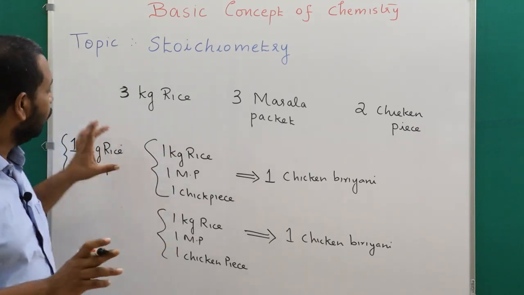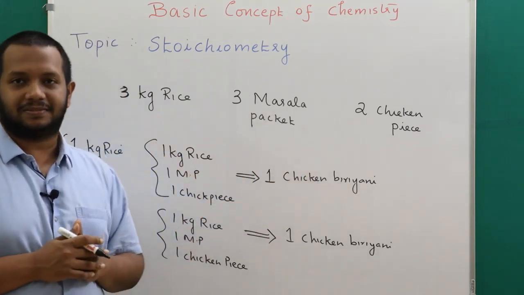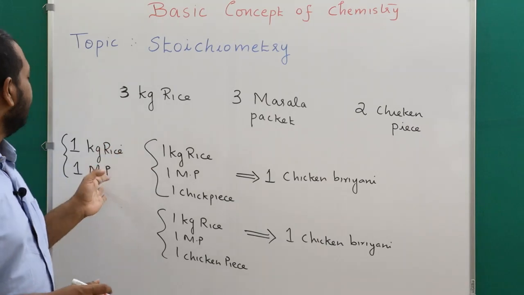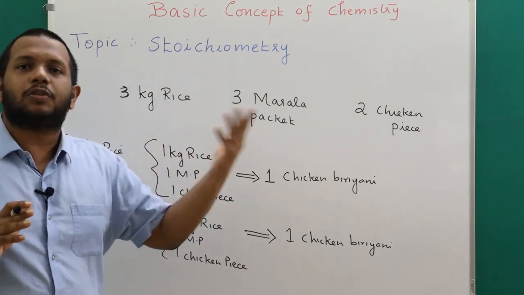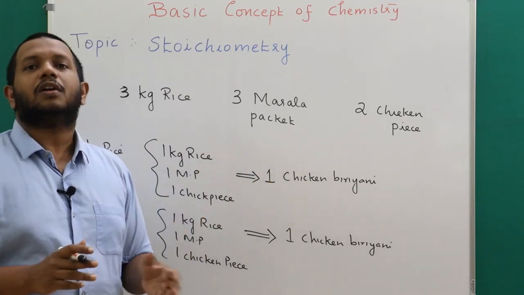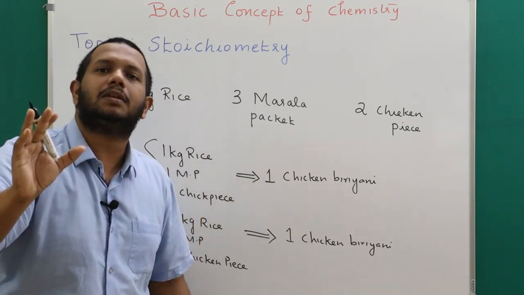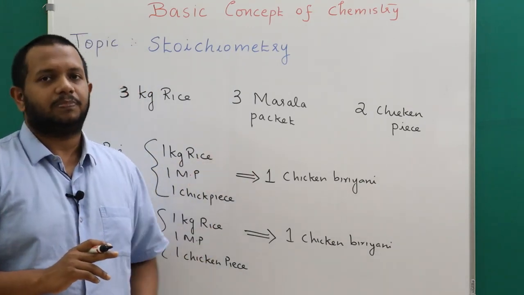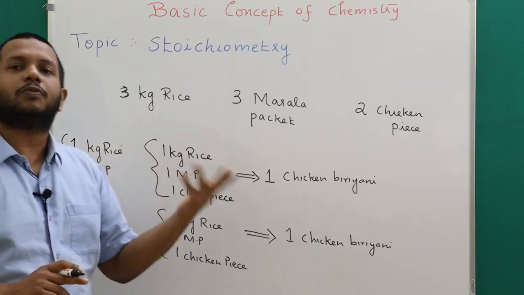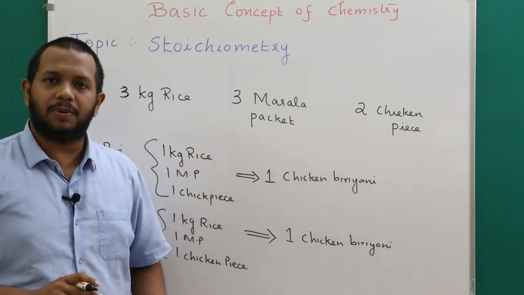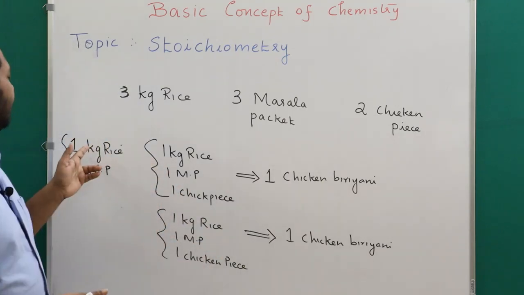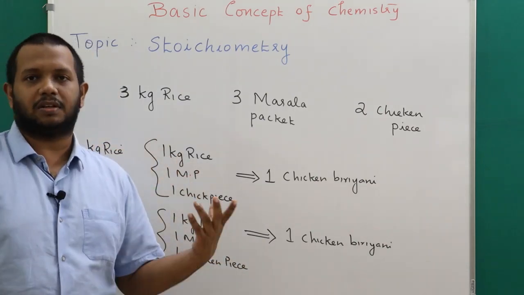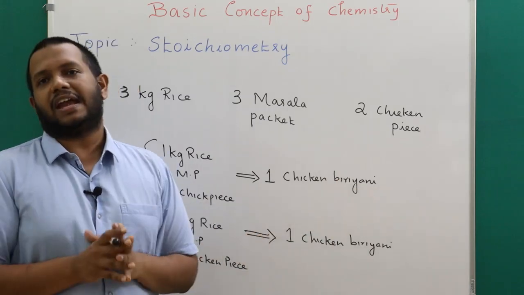So I can say that you cannot further proceed with making chicken biryani. And who is limiting you, or who is preventing you from proceeding? I can say that, sir, chicken piece is not there. Chicken piece is preventing me from preparing chicken biryani. So I can say that chicken piece is my limiting reagent or limiting substance in this case. Understood? So only 2 chicken biryanis will be made, and what will be left with you? 1 kg rice and 1 masala packet is left with me, and this is called unused substance, or in chemistry we say unused reactant.